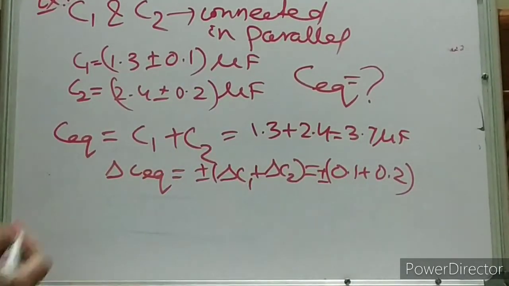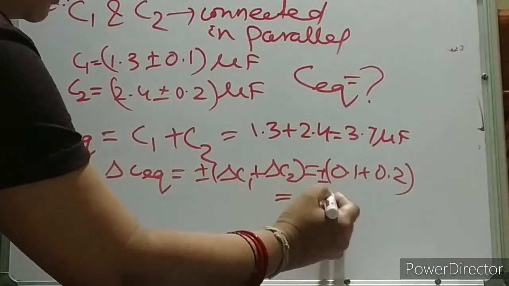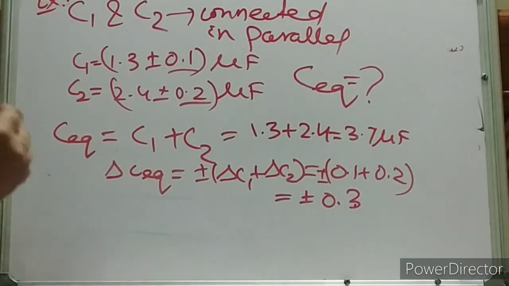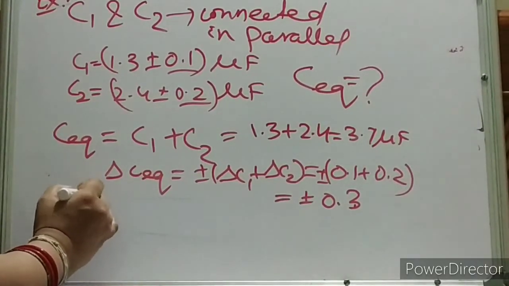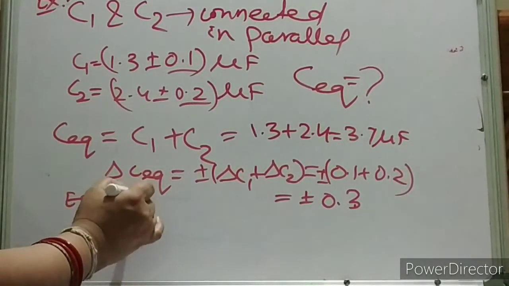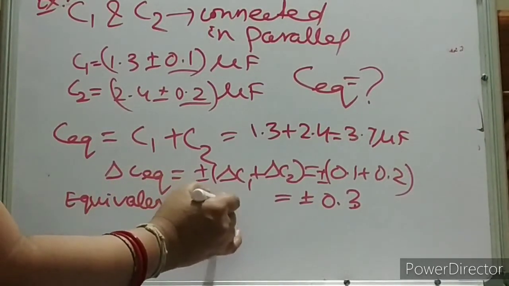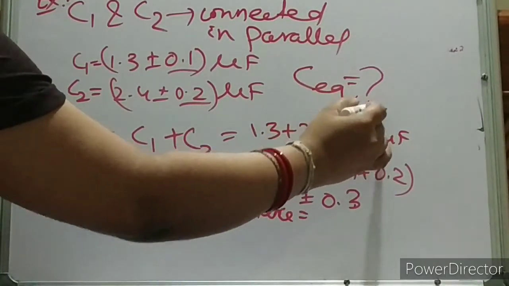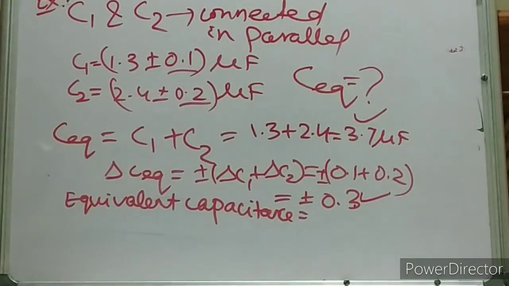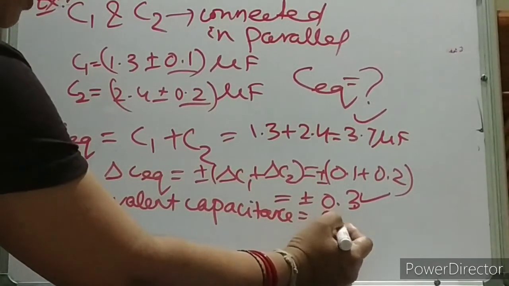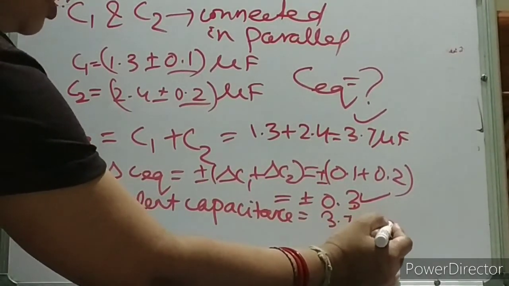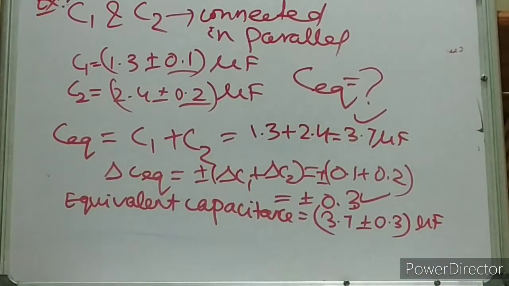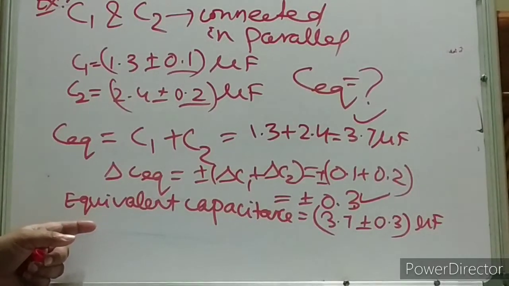So we will go for plus minus 0.3, this and this. So that means your equivalent capacitance is how much? Anybody? Add this C equivalent and your maximum permissible error, that is your 3.7 plus minus 0.3 microfarad. Hope I am clear? Hope I am clear, children?